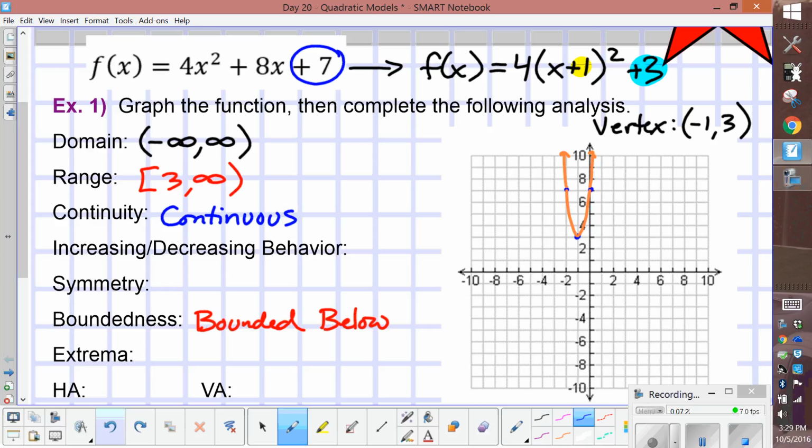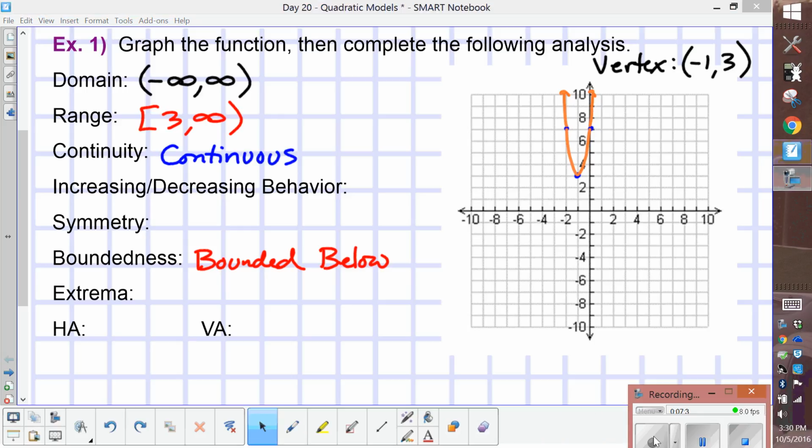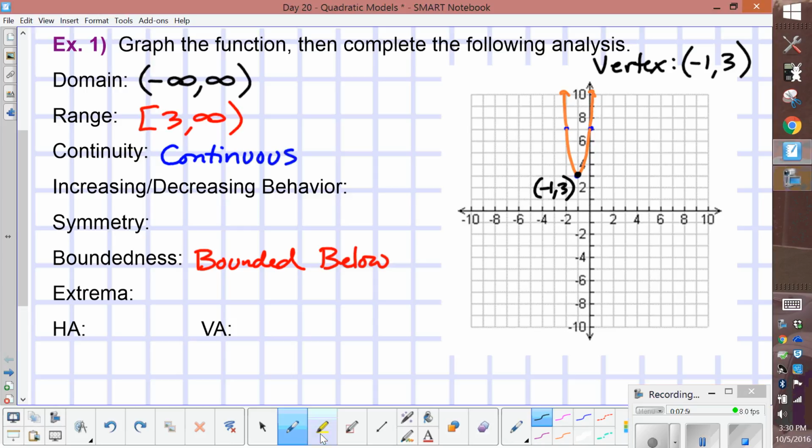All right, increasing and decreasing. There's actually two parts to this. It is increasing for a portion and it is decreasing for a portion. I'm going to go ahead and move some of this stuff down and give myself a little room. Okay, in this particular one, I'm actually not going to move it, I guess. I am going to write the value of this vertex here, and it's negative 1, 3. And you'll notice that is the very bottom point of my graph.